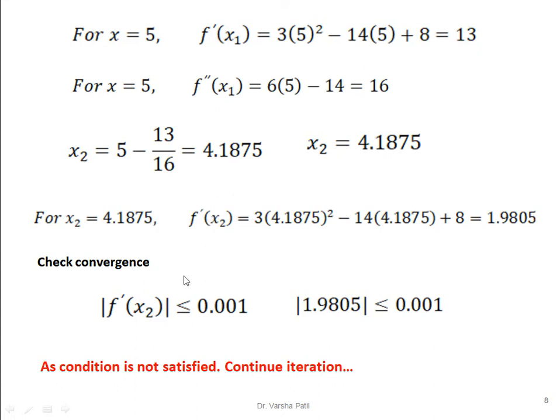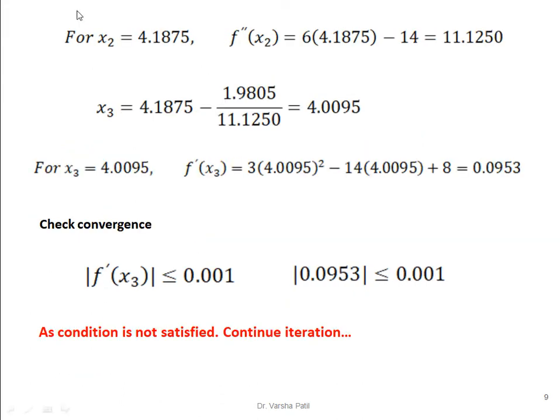Now the next step is to calculate f double dash x2 and find out the x3 value. For x2 = 4.1875, f dash x2 is equal to 11.1250. From this we calculate x3, and we are getting 4.0095. Now for this 4.0095, we take the first order derivative and first check the convergence condition. F dash x3 is equal to this value, which comes out as 0.0953.